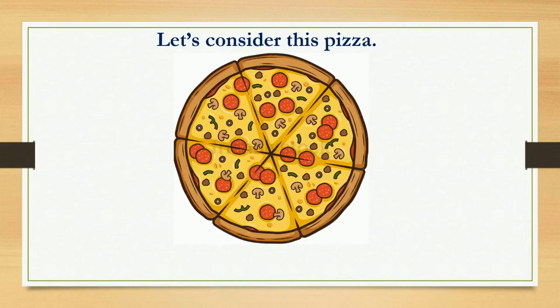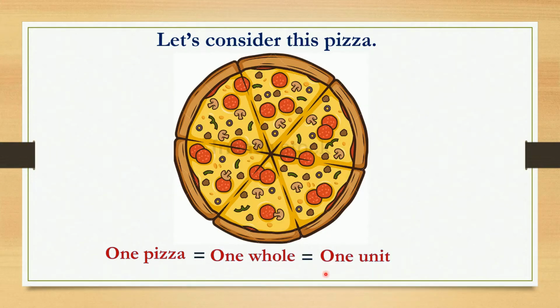Let's consider this pizza. Before we start our lesson, it's very important to know that this one pizza, we can say that it's equal to one whole or one unit. One whole or one unit, same meaning. And it's equal to which number? What do you think? Is it equal to number 1, number 2, to what? We said here one pizza, one whole, one unit. It's equal to the number 1 that we know.